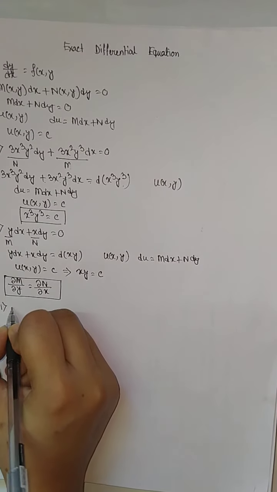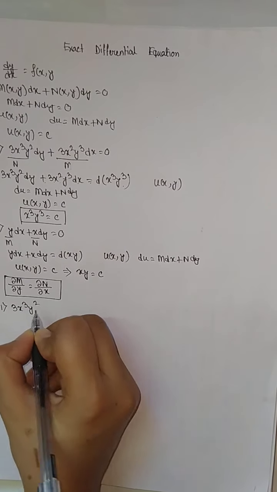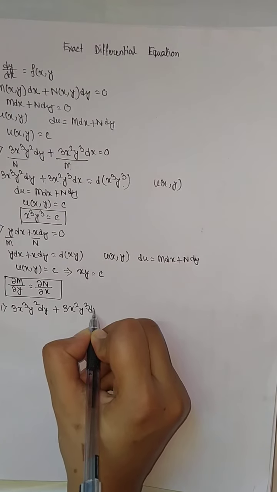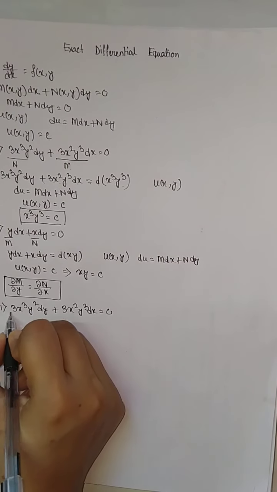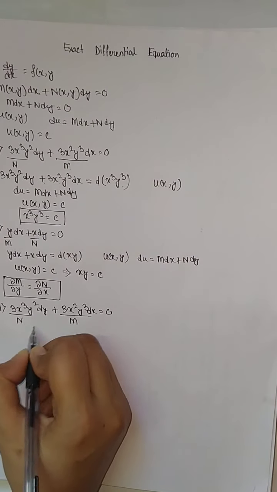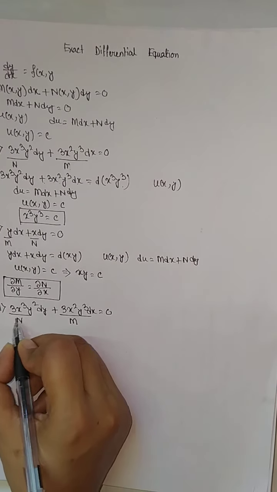Given 3x³y² dy + 3x²y³ dx = 0. Here this is N, this is our M. Since M dx + N dy, this is our M and this is our N. Now we check the condition. ∂M/∂y: differentiate this with respect to y. So we get 9x²y², and then ∂N/∂x: differentiate this with respect to x.